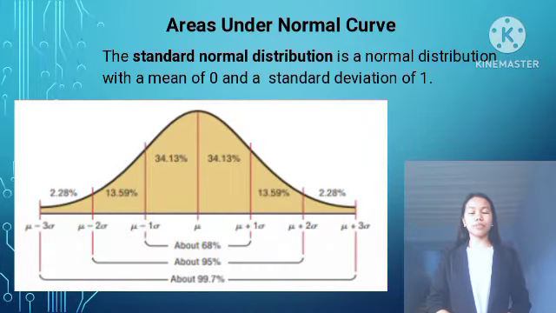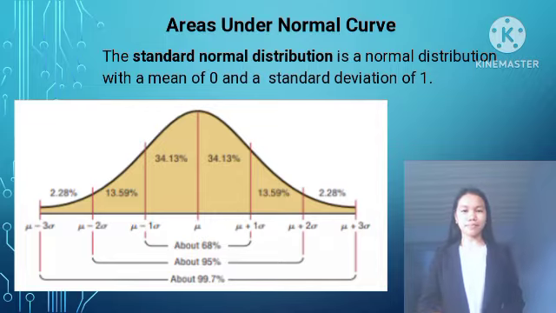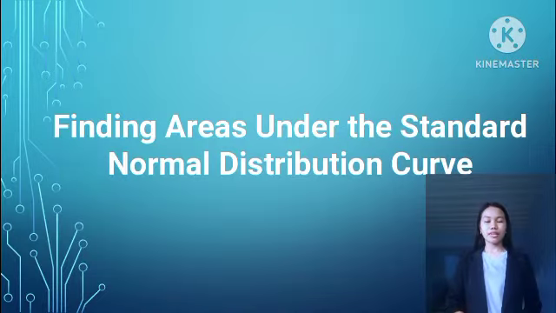The area under the part of a normal distribution that lies within one standard deviation of the mean is 0.68 or 68%, within two standard deviations about 0.95 or 95%, and within three standard deviations about 0.997 or 99.7%. Finding areas under the standard normal distribution curve.